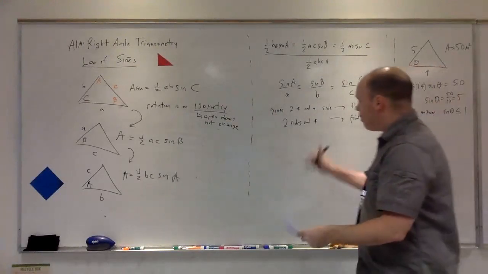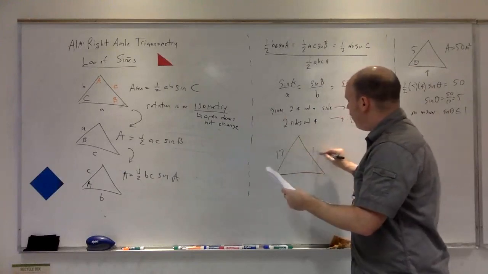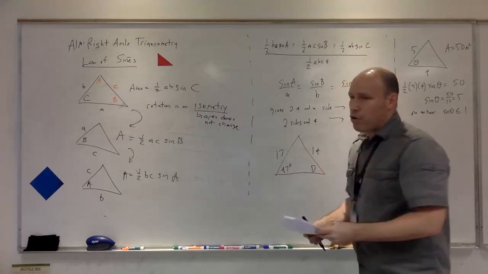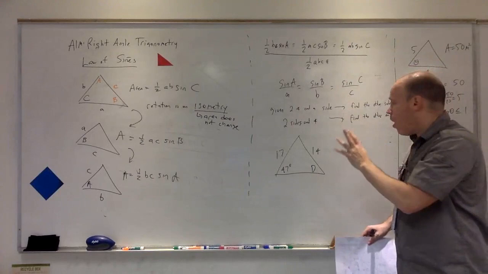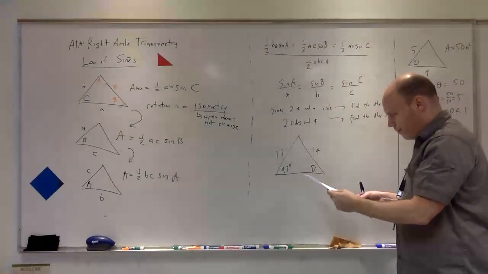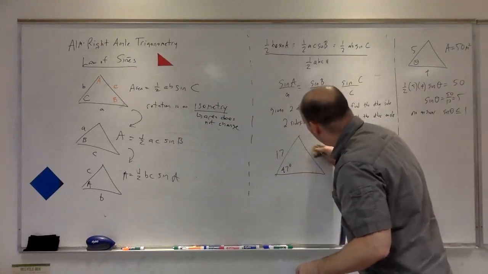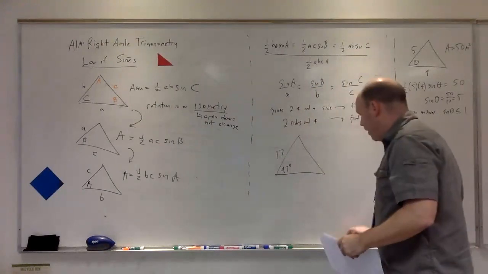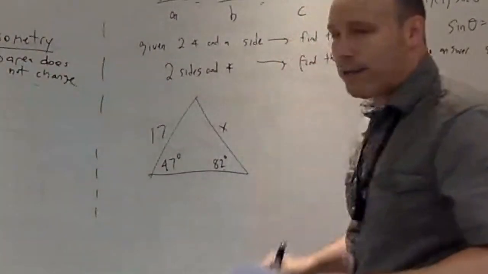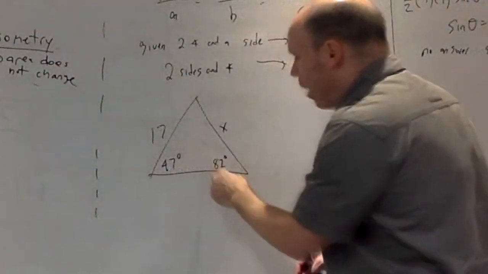Let's see. Example 1. I have a triangle here. It's 17, 14, 47, and I want to find this angle. Let's call it D. Question is, are we going to have the issue with the sines? Sorry, I apologize. Let's change this a little bit. Let's make this 80. Sorry. We're going to change to 82 degrees. I'm going to ask you to find x. So are we going to have an issue with sine? You're like, no, because you give us both of the angles.